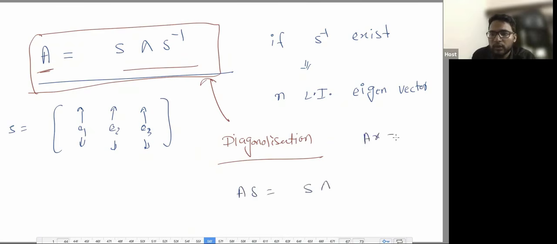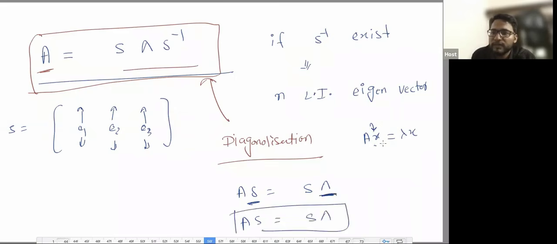Basically, AX equal to lambda X, that you know, right? And this is just one eigenvector. Instead of taking one eigenvector, can you take the set of eigenvectors? Then AS equals S lambda, where you have the capital lambda, but that's all. If the whole set of eigenvectors is linearly independent, then you can also multiply by S inverse. So any matrix having n linearly independent eigenvectors can be written in this form.